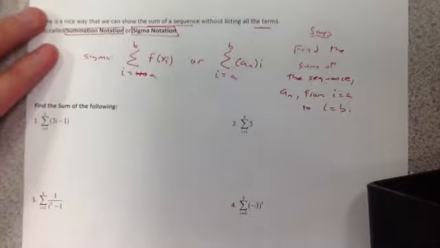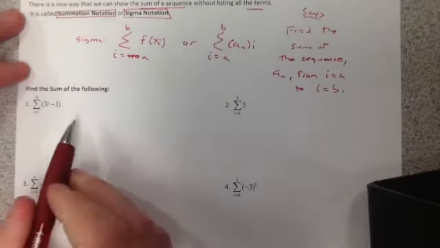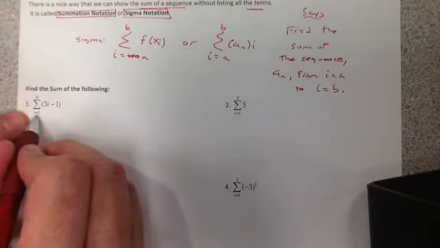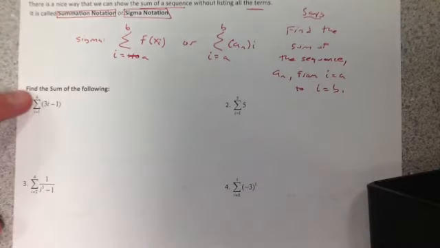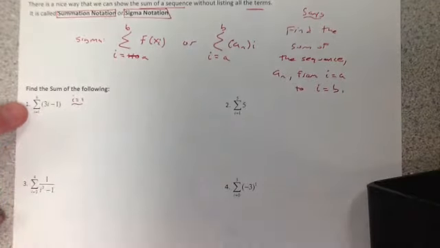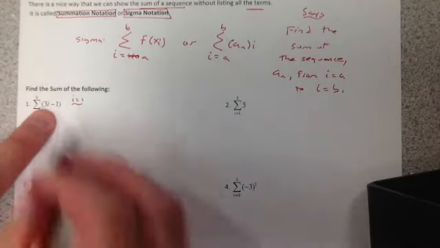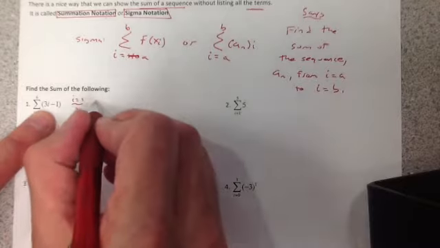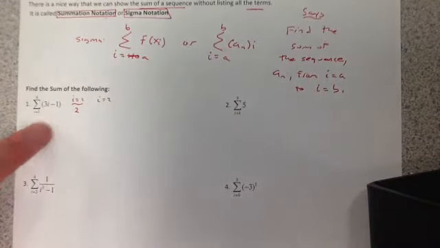It looks really weird like this, so let's take a look at an example. Might make it a little bit clearer. We want to find the following sum. There's my sum. So it says start with the first term, go all the way to the sixth term. We want to find the sum of 6 terms here. So we let i equal 1. Just plug that in: 3 times 1 minus 1 is 2. Let i equal 2. So we're going to go from i equals 1 all the way to i equals 6.